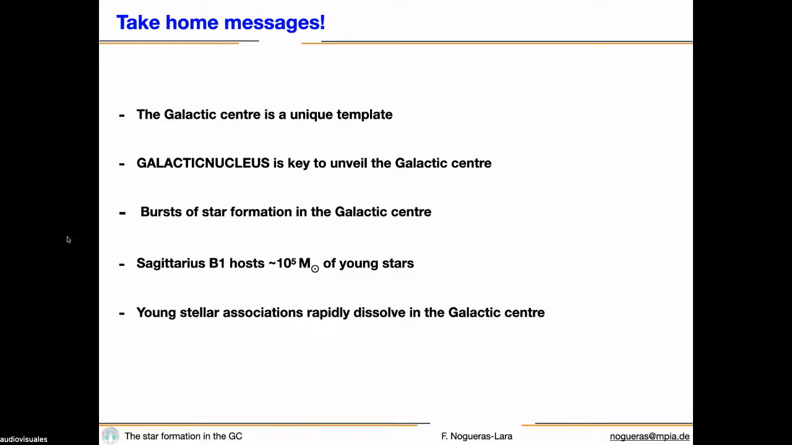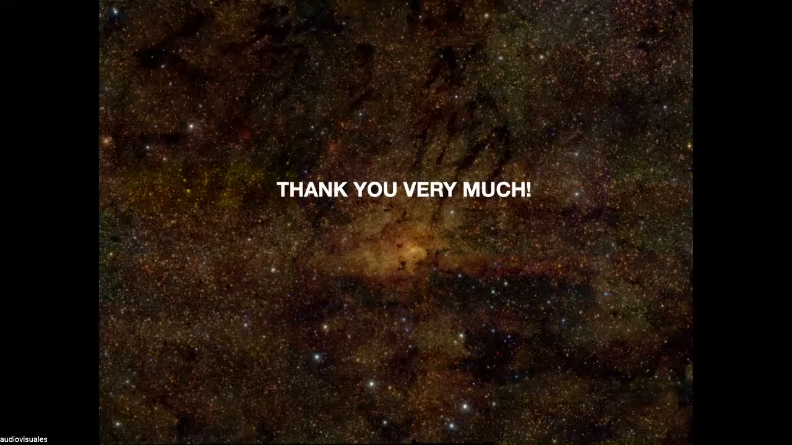And then we also have that the Sagittarius B1 region is quite important in order to understand this problem related to the missing young stars that we have in the galactic center. And finally, to understand the picture of the star formation there, young stellar associations will be dissolved rapidly, on scales of around 5 to 10 million years. And that's all. Thank you very much for your attention, and I'm happy to take some questions now.